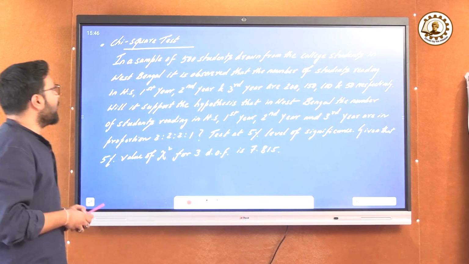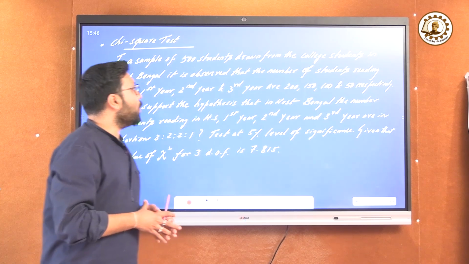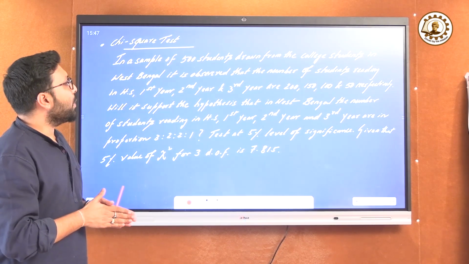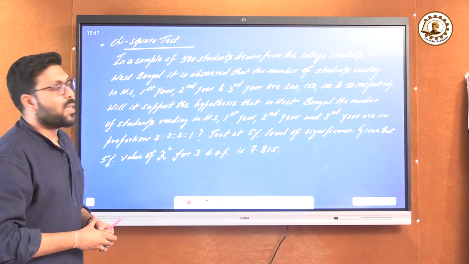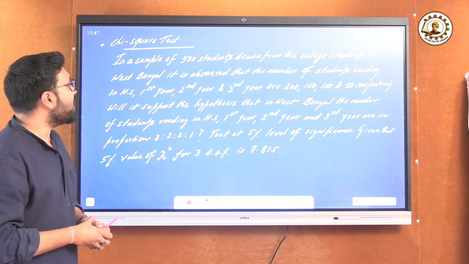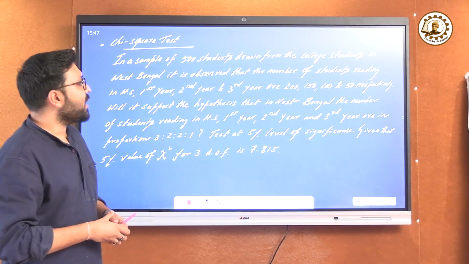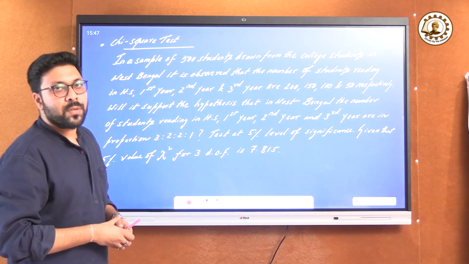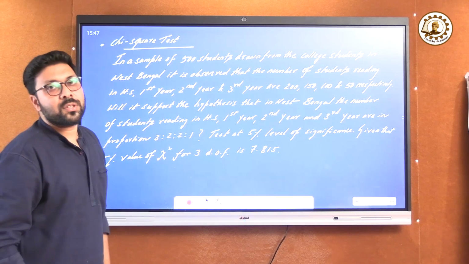So as per the question, you see in a sample of 500 students drawn from the college students in West Bengal, it is observed that the number of students reading in HS first year, second year and third year are 200, 150, 150 respectively. Will it support the hypothesis that in West Bengal, the number of students reading in HS first year, second year and third year are in proportion 3:2:2:1.